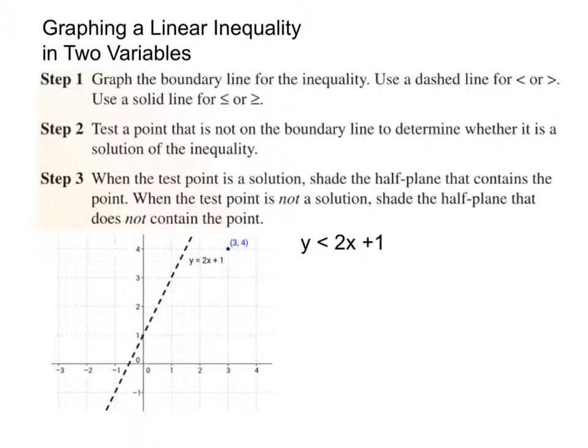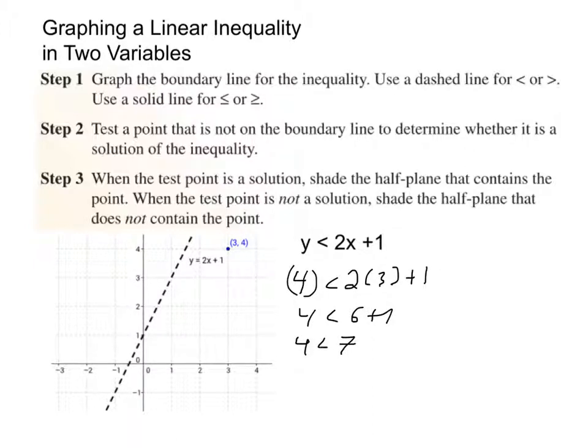Step 2 is to test a point that is not on the boundary line. So we get all of these possibilities or all of these possibilities. And so I've chosen the point (3, 4). I'm going to test that by plugging into my inequality. Now again, 3 is my x, 4 is my y. So 4 in for y, 3 in for x, and I just want to see if this is true. That's going to tell me that 4 is less than 6 plus 1, and that 4 is less than 7.